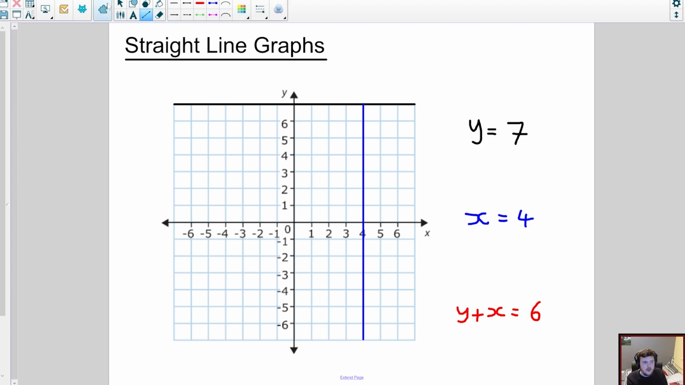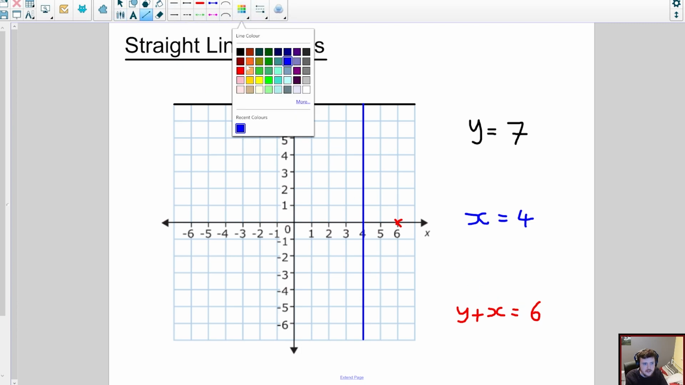This last one, y plus x equals 6. To make our lives easier, if we're not sure how to draw it, I would start and say, what if one of these is 0? Well, if y is 0, then x will be 6. So I'm going to put a mark here. And if x is 0, then y would be 6, because they have to equal 6 when you add them up.